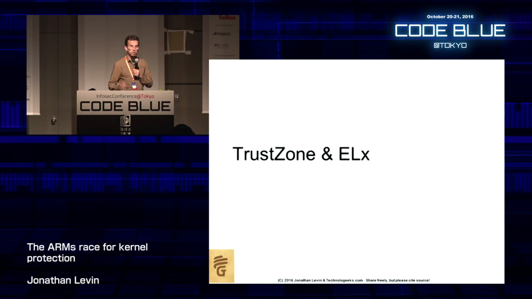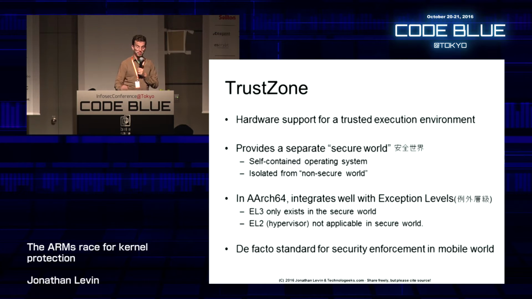To begin, let's talk about the basic idea, which is what we call TrustZone. In ARM64, I'm also going to introduce something called ELx, which are exception levels, where x is just a placeholder for a number that may be 0, 1, 2, or 3. So what is TrustZone? As I said, it's essentially a platform for secure computing. It is what we call a secure execution, a trusted execution environment.